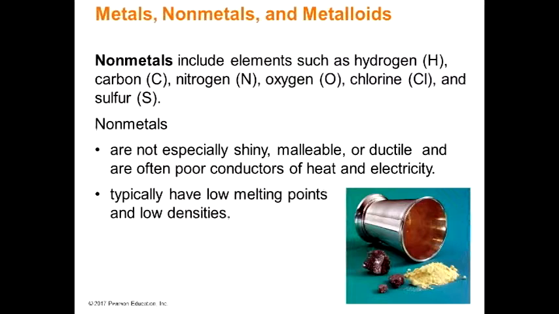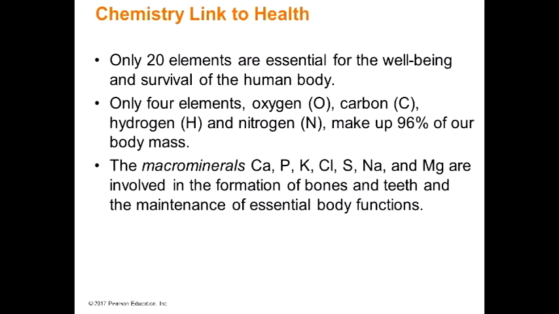We have chlorine. Then we have the nonmetals. They're shiny. I expect you to know some of the properties of these. Only 20 elements are essential for well-being and survival of the human body. Okay? So be aware of that. Only 4, oxygen, carbon, hydrogen, and nitrogen, make up 96% of the body mass. That's it. You have a little bit of phosphorus thrown in there for ATP, which is used for your energy generation. It helps with your enzymatic processes.